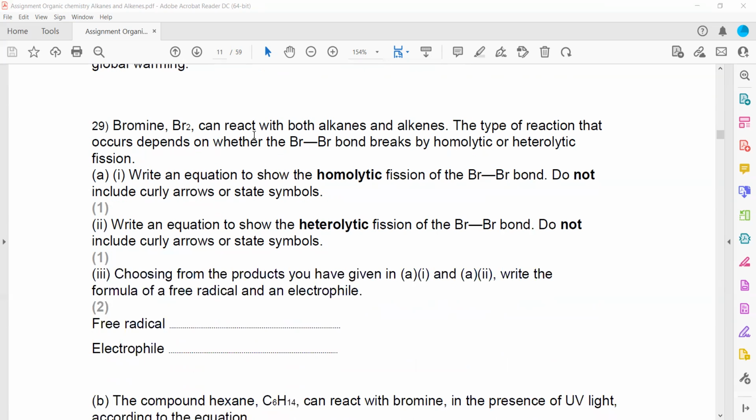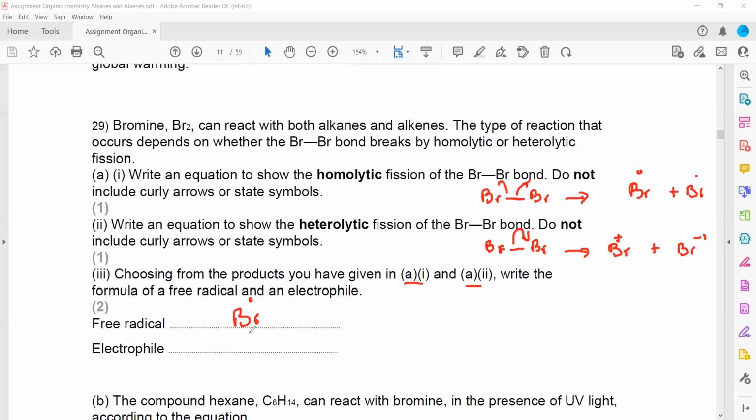Then bromine can undergo a homolytic bond breaking. So if it's a homolytic bond breaking, how do we represent it? This is a bond, so we represent it by half arrows. As a result, it will be free radicals. And heterolytic means one of the bromine atoms will take both of the electrons. As a result, it will produce bromine positive and bromine negative ions. Choose from the products in A1 and A2, write the formula for the free radical. So this is a bromine free radical.